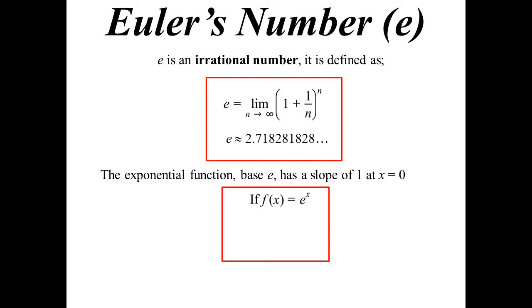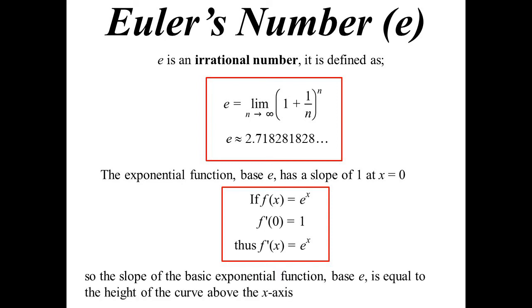So therefore, if I was just differentiating e to the power of x, and I know the derivative at 0 is equal to 1, then the derivative is also e to the power of x. It is no different. In other words, what we're saying is the slope of the basic exponential function is equal to the height of the curve above the x-axis, or the y value if you like. So the y value of that basic exponential curve will always be the same as the slope of the curve at that particular point. So what we're saying is f dash x is actually equal to the y value.